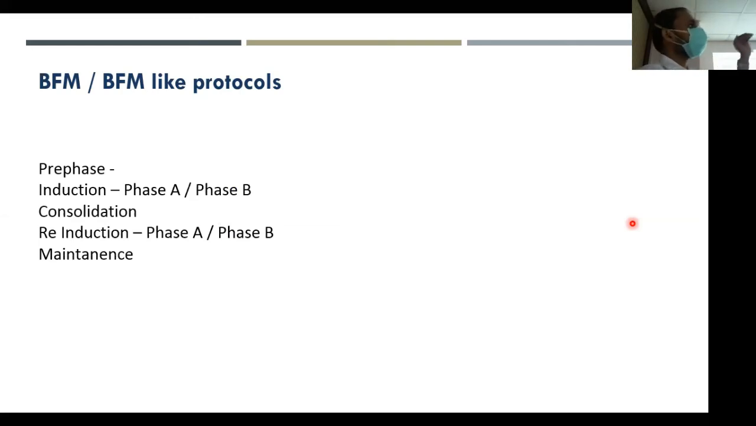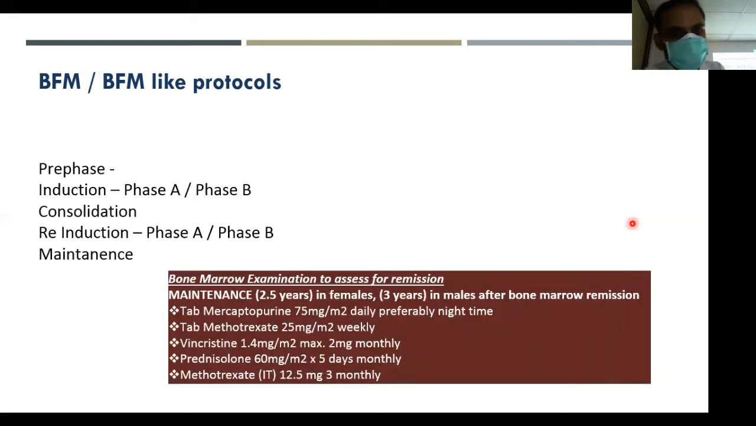Usually it goes for 2.5 years of maintenance, so that the leukemic cells won't come back. And if they stay in remission for say 4-5 years from the start, they are declared cured. The cure rate in B-ALL, especially at this age, is above 90%, 90-95%, in good centers. So this is the maintenance we do: 6MP and methotrexate. Some protocols use pulse steroids and vincristine also.